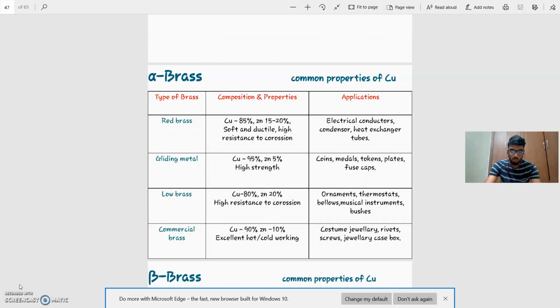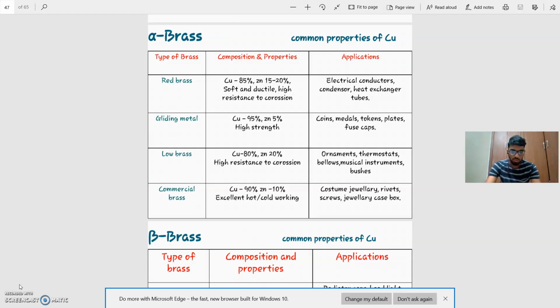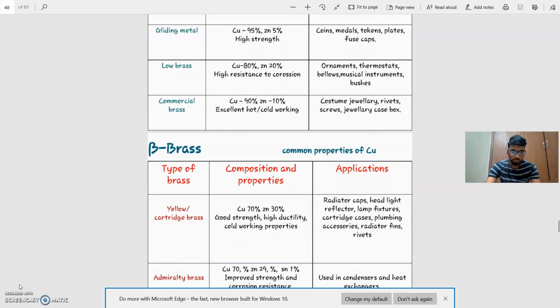They are used to make ornaments, thermostats, bellows, musical instruments, bushes. Commercial brass: copper 90%, zinc 10%, excellent hot or cold working. Applications are costume jewelry, rivets, screws, jewelry, case boxes.